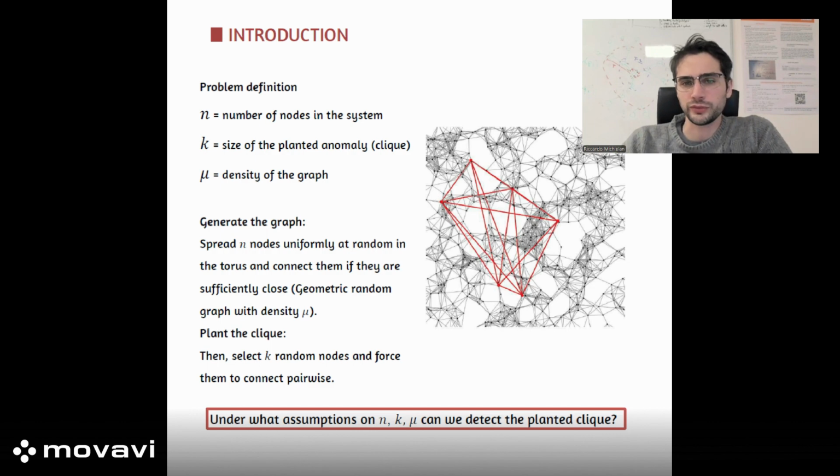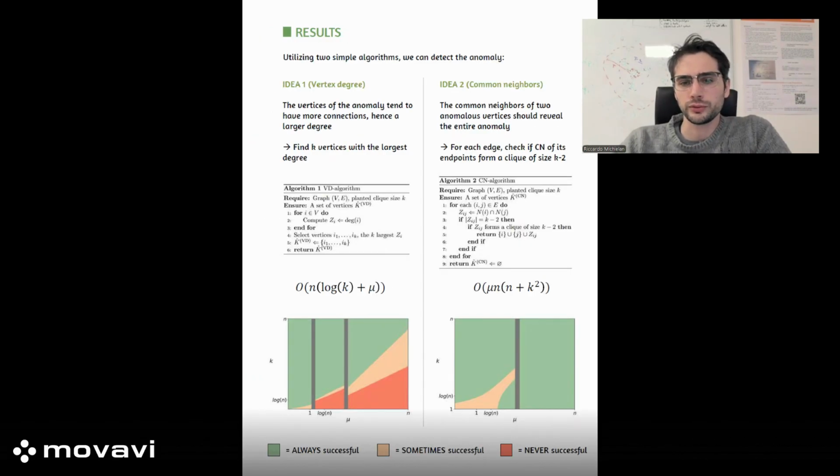So now the question reads as, under what assumptions on n, k, and mu can we detect the planted clique? The results we got came from investigating two different algorithms.